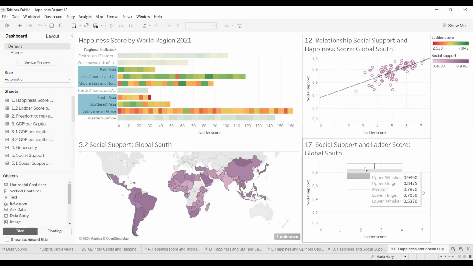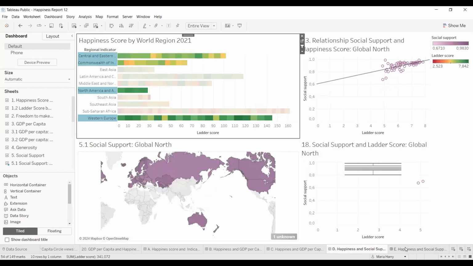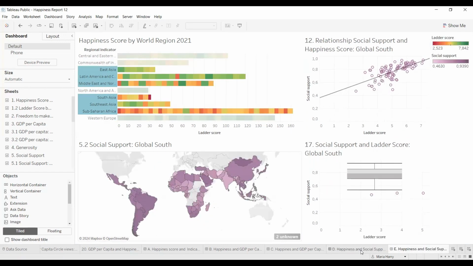But then when we have a look at the box plot, we identified that there is a higher difference between the upper whisker and the lower whisker. The values are distributed in a higher range, but we also identified three outliers, in this case, Afghanistan, Burundi, and Benin. As we can see, the global north and the global south are different in terms of happiness.